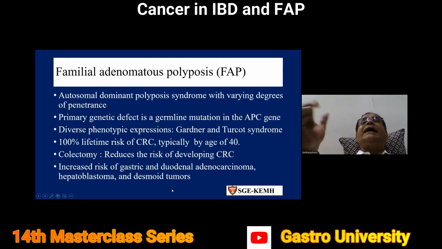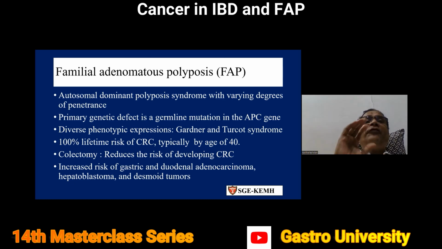Now I come to the second half of the lecture, which is malignancy associated with familial adenomatous polyposis. So we all know that FAP is an autosomal dominant polyposis syndrome with varying degrees of penetrance. The primary genetic defect is a germline mutation in the adenomatous polyposis coli gene. It has diverse phenotypic expressions like Gardner and Turcot syndrome, and the patient has a 100% lifetime risk of developing colorectal carcinoma, especially by the age of 30 to 40 years.